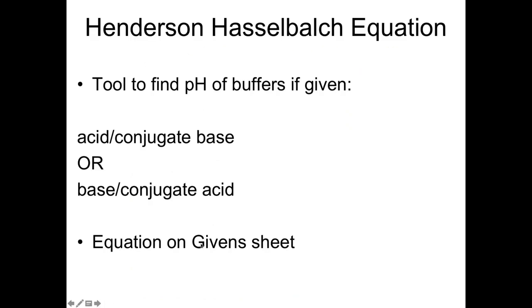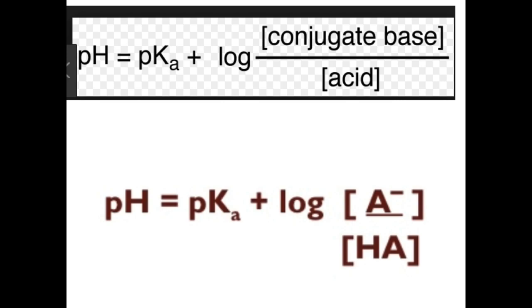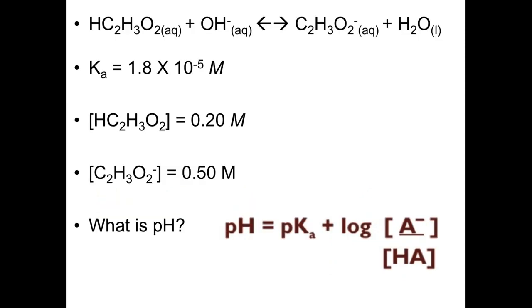Let's go ahead and talk about the Henderson-Hasselbalch equation. It's a tool to find the pH of buffers if given the acid and conjugate base, or base and conjugate acid. The equation is given on the equation sheet. So pH equals pKa plus log of conjugate base over acid, and then pH will equal pKa plus log of A minus over HA. This is the equation set up here.